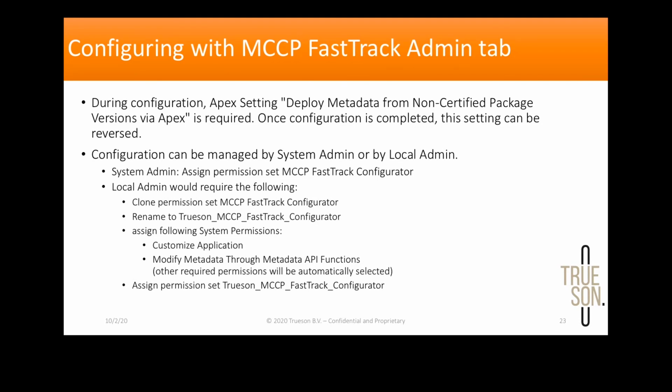As usual, we recommend to only do this in configuration and then migrate the changes to production. So switch this feature on, and then once completed, switch it off. And if you prefer that your local admin manages the admin tab, what you need to do is make a clone of the permission set, rename it, assign these system permissions to the permission set and assign that to your local admin. And of course, this Apex setting is still required. So this is what needs to be done.